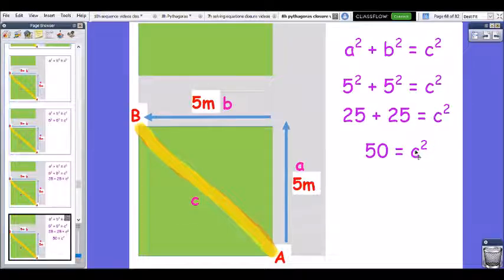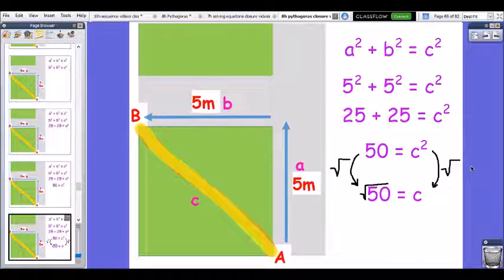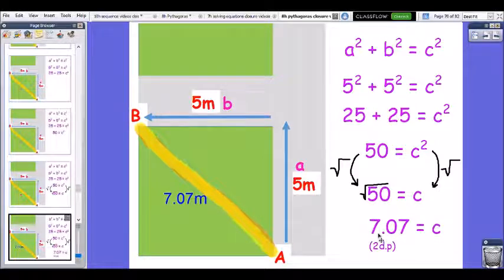So to get from c squared to c on its own, let's balance both sides and square root, just like what we've done for the last couple of lessons. So c is the square root of 50. And using my calculator, that's going to give me around 7.07 meters when I round it to 2 decimal places. So all of this maths that I've just done tells me that that hypotenuse length, that corner that they've cut, is actually 7.07.